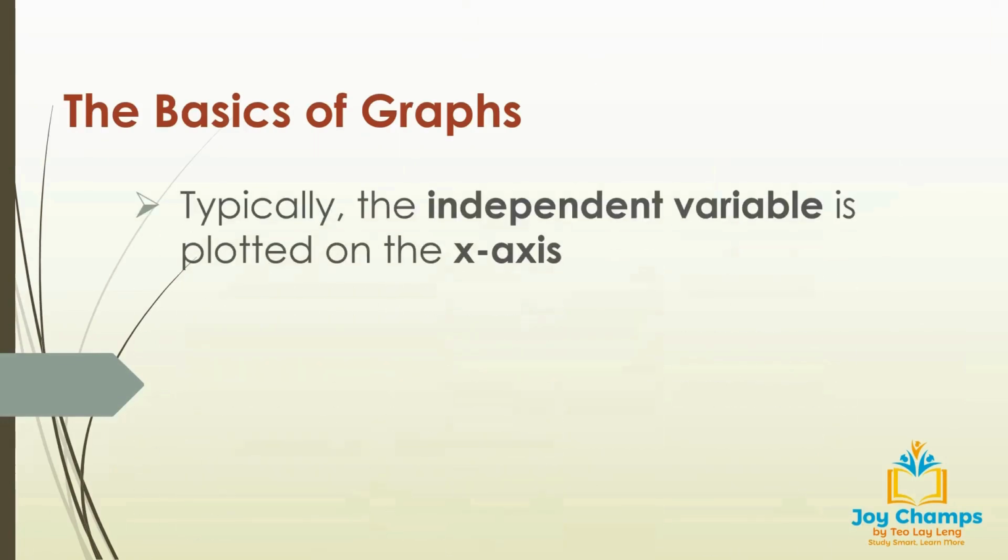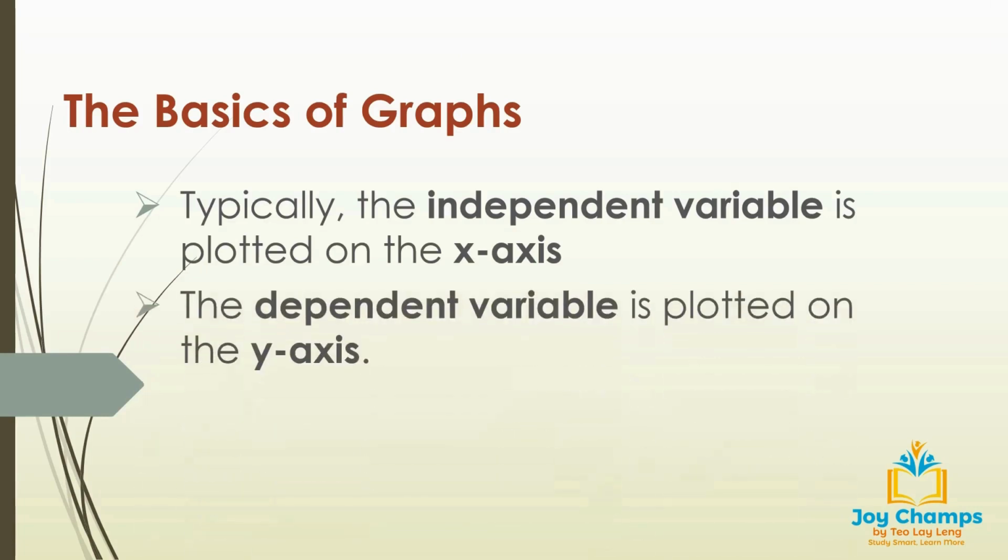Typically, the independent variable, which is the variable that you change in any experiment, is plotted on the x-axis. The x-axis is actually the horizontal axis. The dependent variable, which is the variable that you measure or the results of the experiment, is plotted on the y-axis. The y-axis is the vertical axis.